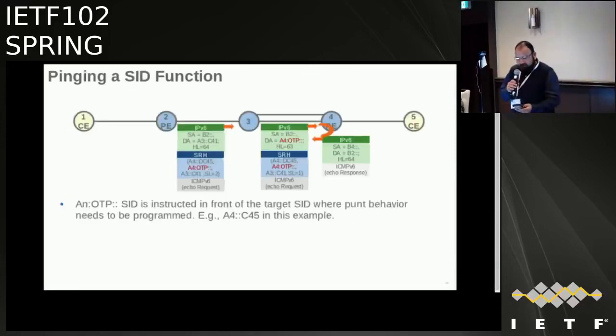So the ping to SID function basically works in the very same fashion, but the only thing is that here, for the ping to SID function, the OTP SID or OP SIDs is added to the SRH, and that causes the packet to be punted and the response to go back to the ingress. Next slide, please.